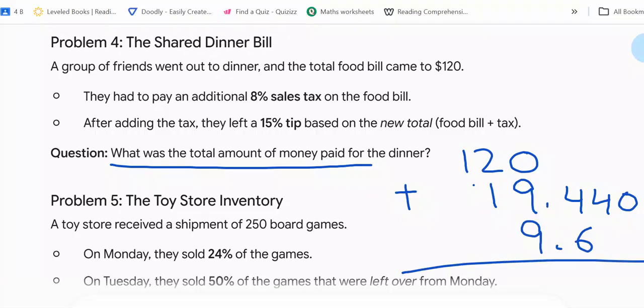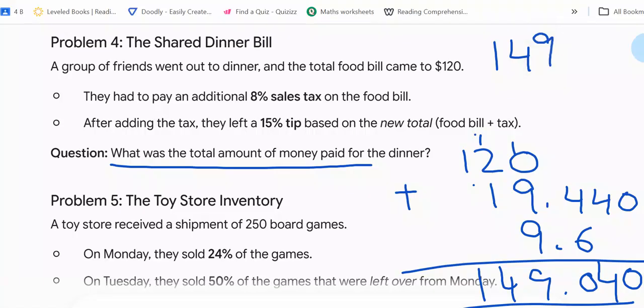Now add it up. 0 will come in its place, then 4 plus 6, 10, 1 carried forward, 9, 9, 18, 19, 2, 1, 4. And the total amount paid was 149.040. I hope you understand this, and if you don't, you can ask me in the comment section.